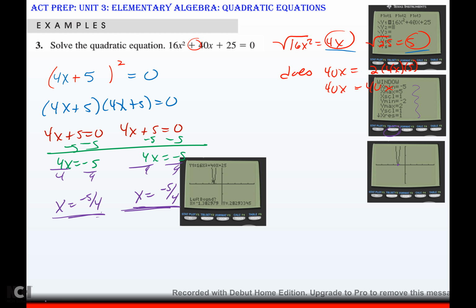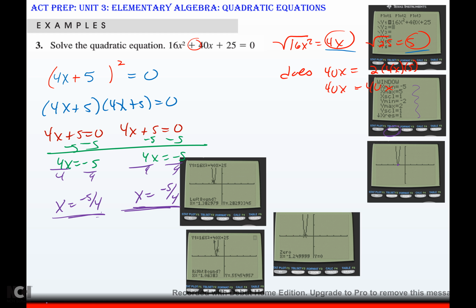Alright, but at any rate, I can calculate the 0. You got to do your left bound, right bound, and it looks like negative 1.249999, 0. Well, if I did negative 5/4, you get the same thing.